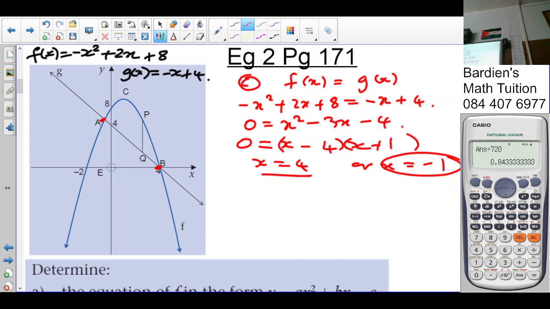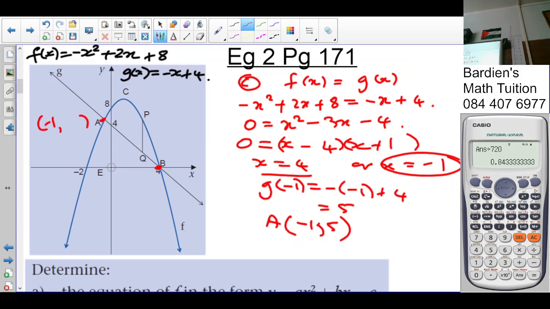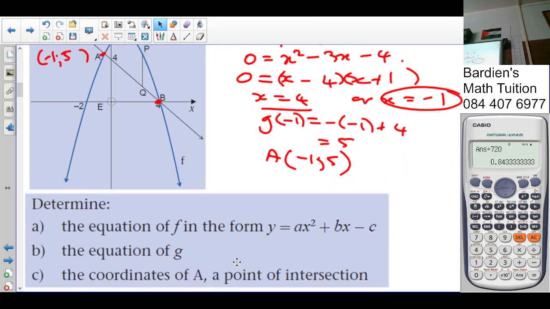So what do we have? g of negative 1 equals negative (minus 1) plus 4, which is 5. So what's the coordinates of A? Negative 1 and 5. Okay. Any issues there? No? Alright, let's see what's the next question.